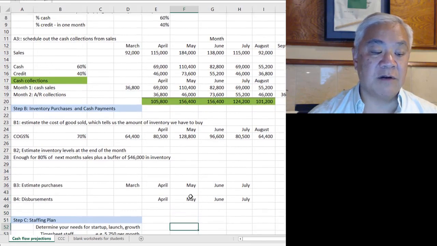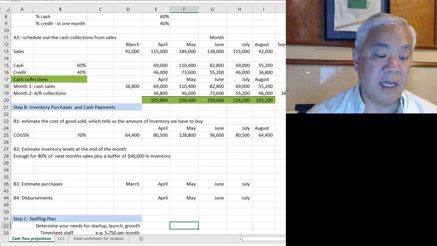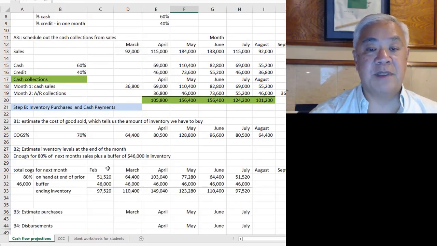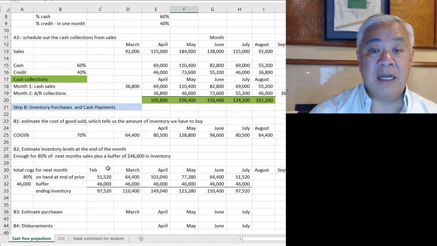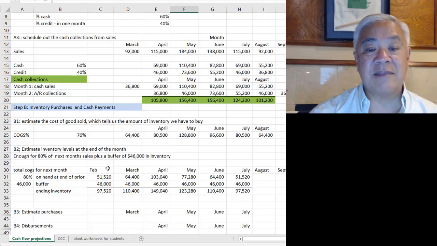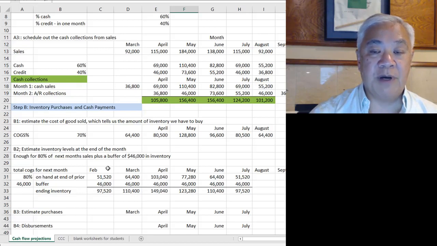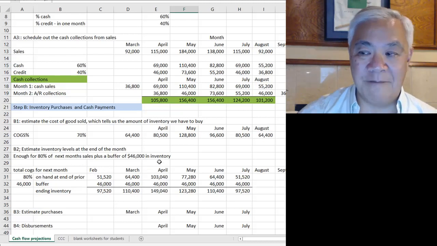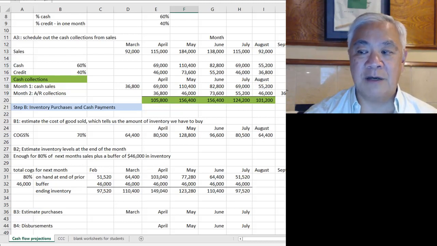However, we also are building up inventory. And here we need a bit of a policy. So here's the policy: we need enough inventory at the end of the month to cover 80% of next month's sales, plus another buffer of 46,000. So that's kind of complicated sounding, right? So let's do these, as I said earlier, very methodically so we can go through this.